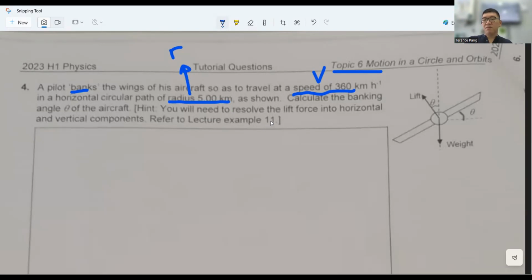Now, in terms of the circular motion formula, what should you consider? Which formula has m, v, and r? Centripetal force. So what is the formula? F_C equals mv squared over r.